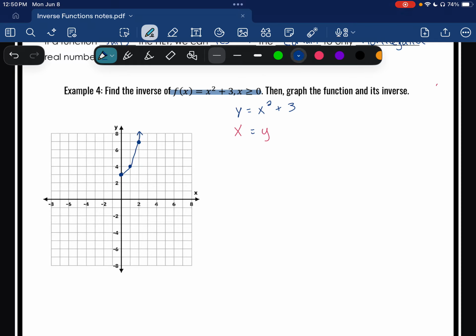Go ahead and graph this guy. So, this is a square root function. X minus 3 means it's moved right 3. So kind of its ending point is right here.